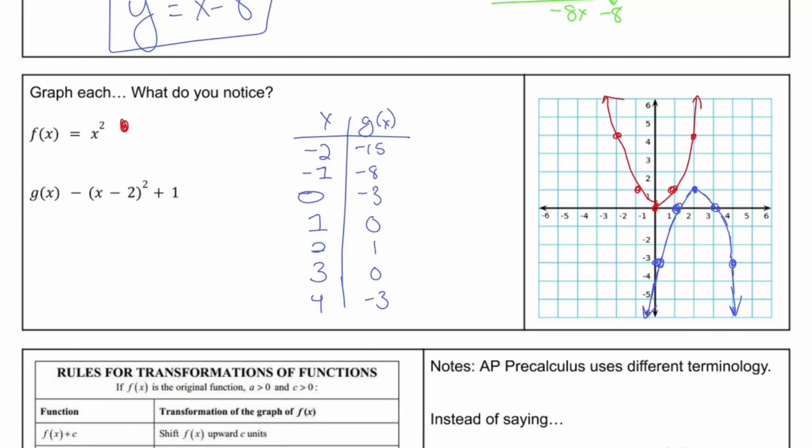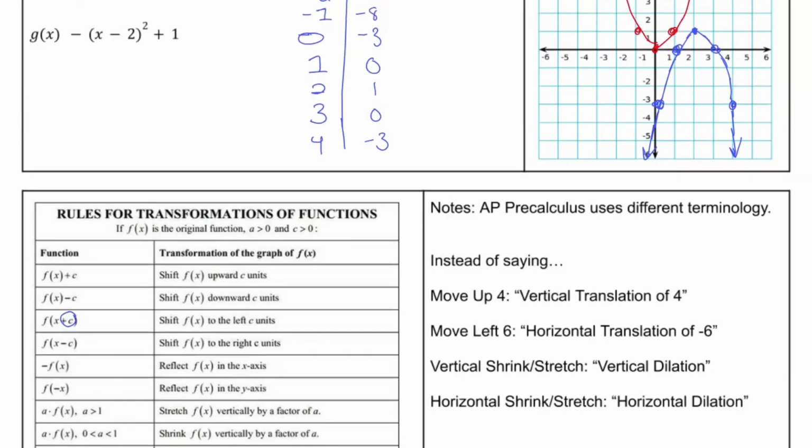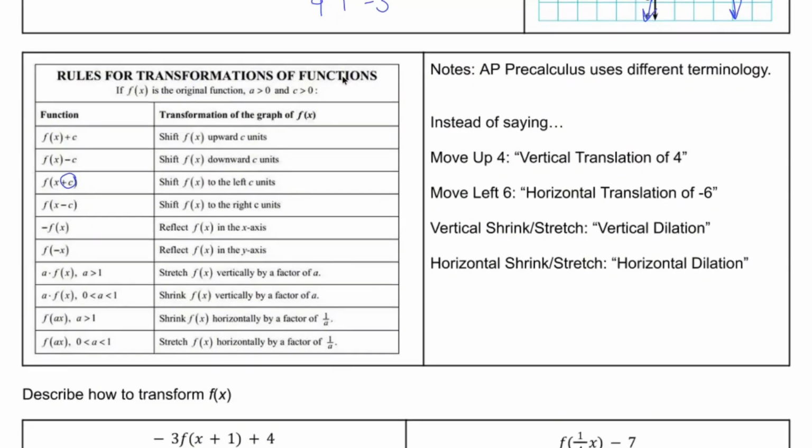So within the parentheses, within x, if you're adding, you move left, and if you're subtracting, you move right. Now, we use phrases like horizontal translation of negative 6. So this guy up here would have been a horizontal translation of positive 2. That's how you would say it in AP Precalculus.